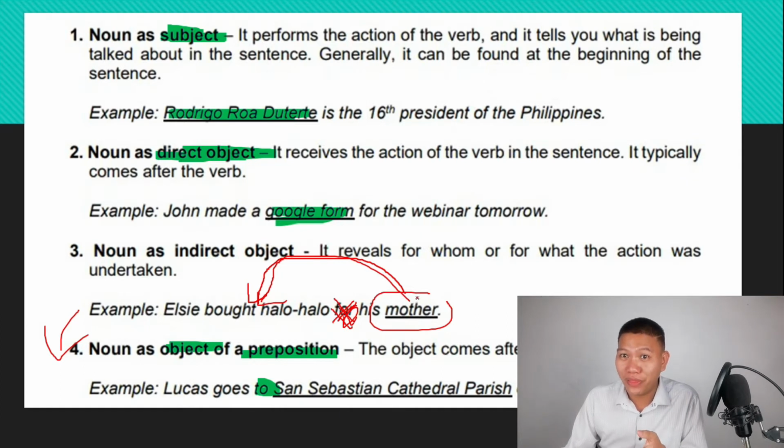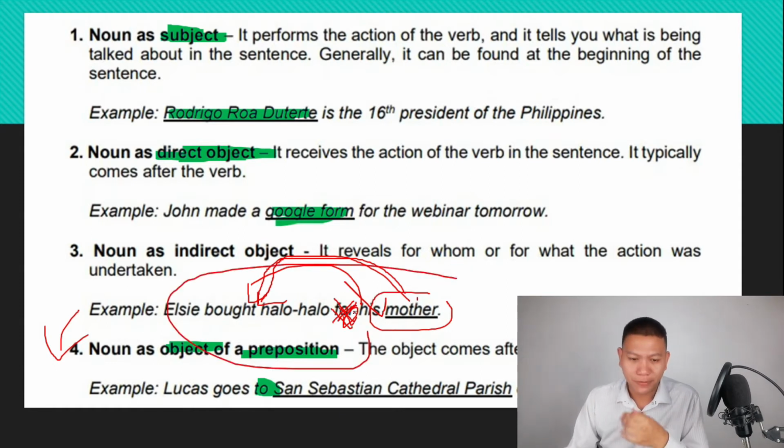It's for his mother. So you would say, Elsie bought his mother halo-halo. Okay? Elsie bought for whom? His mother. What? Halo-halo. So that is the indirect object. And considering the sentence pattern you learned in the elementary days, we have STV, IODO. So it cannot be placed after the DO because we don't have a sentence pattern STV, DOIO. So that is wrong. So this is the right arrangement.